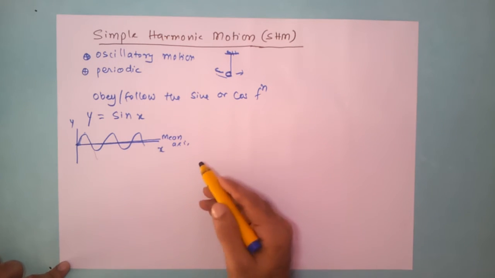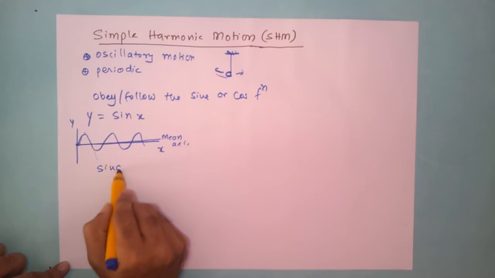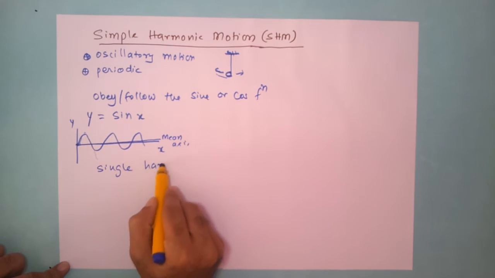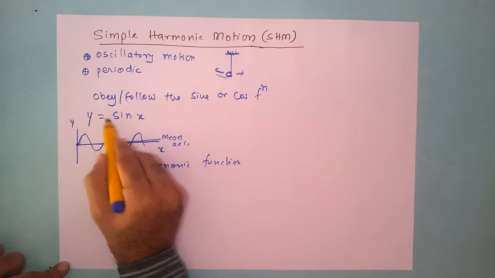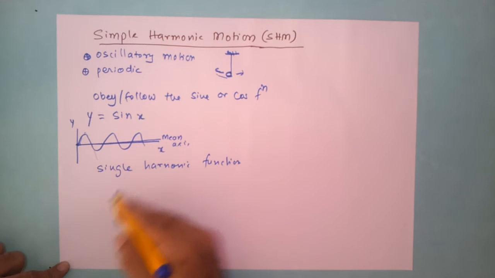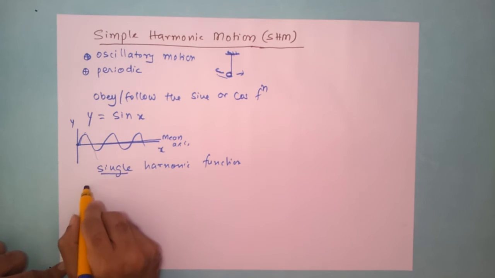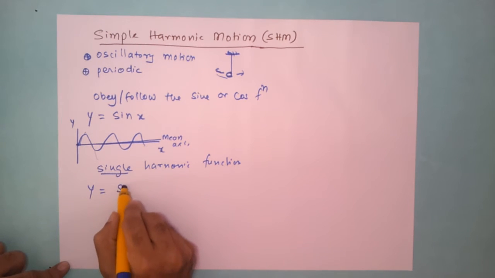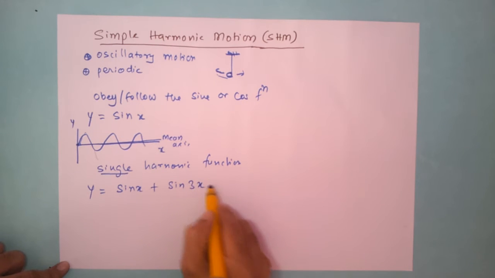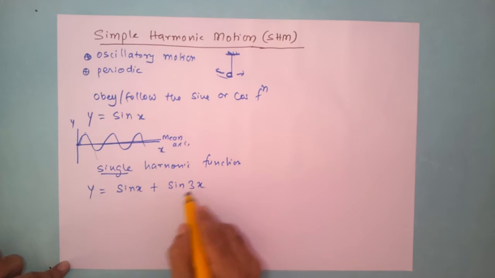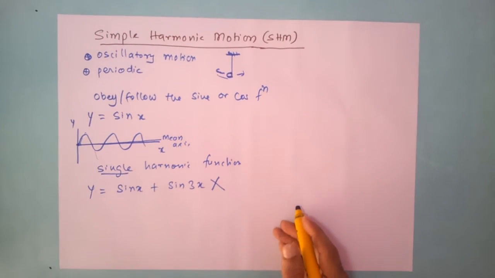The important thing to note over here is that this particular function has to be a single harmonic function, a single sine function. Meaning that there has to be only one function over here. I'll give an example of what is not a single harmonic function. For example, you could have the equation y is equal to sine x plus, say for example, sine 3x. Now this has two functions in it, so this would not be an example of a simple harmonic function.